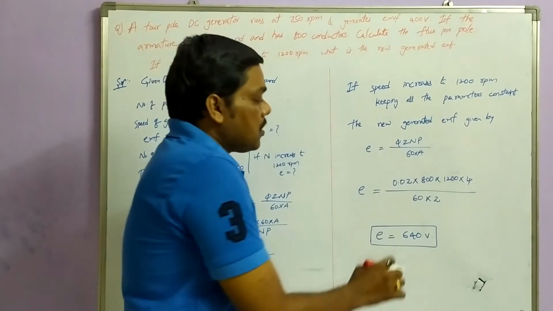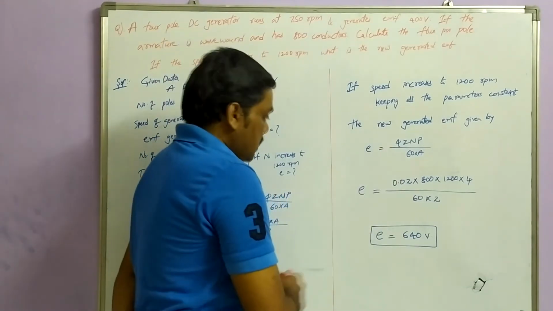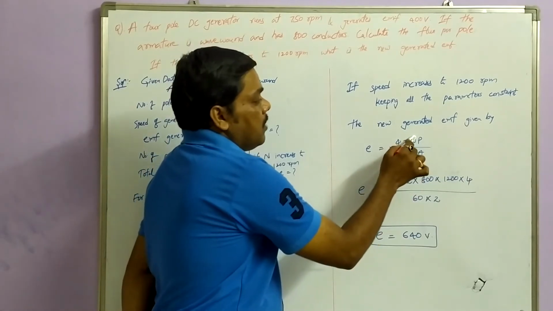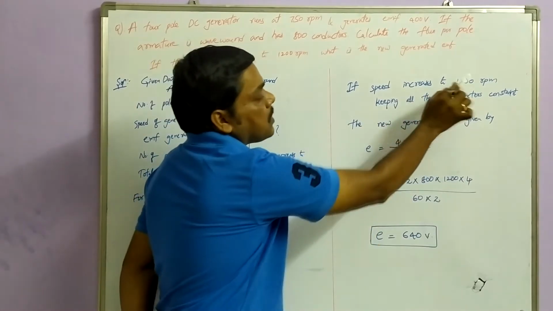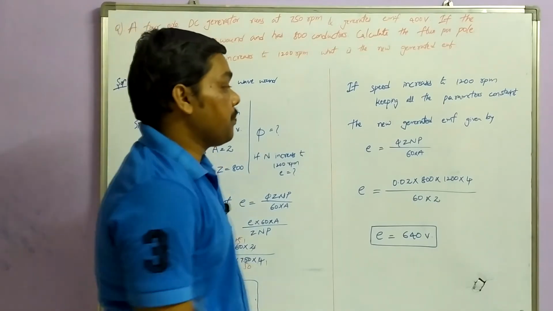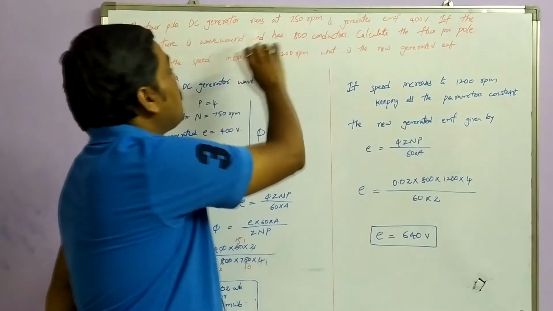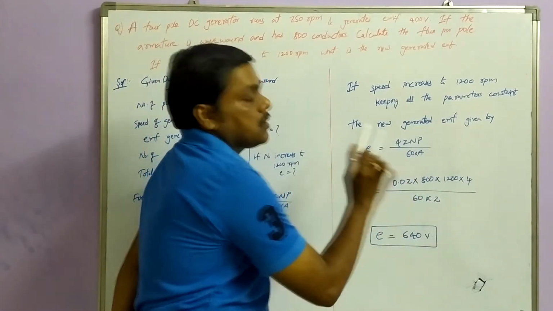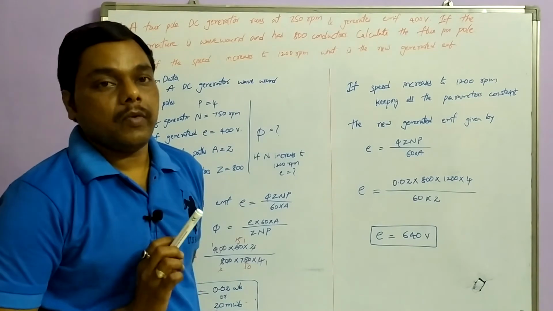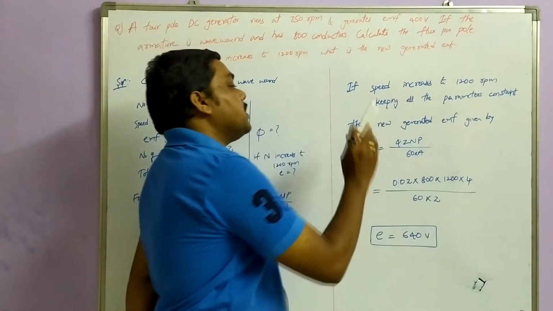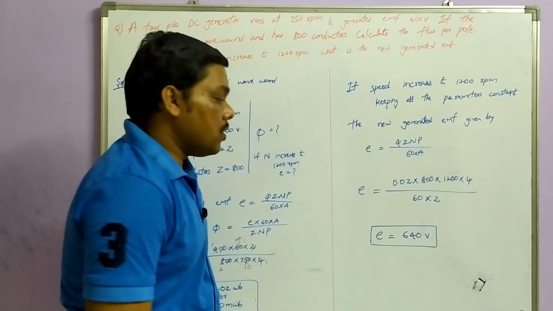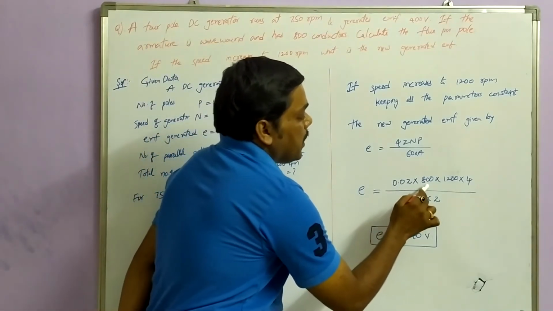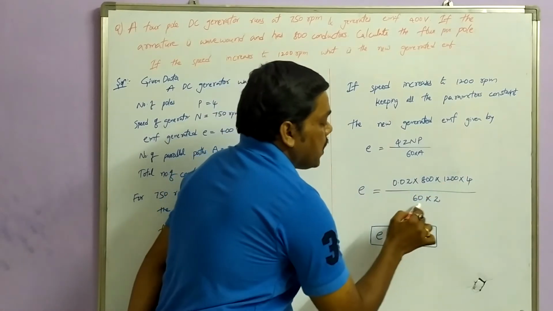Now let us check the parameters. We have calculated the flux. We have Z, the number of conductors, constant. The N value is given, and now it is increased to 1200 rpm. And what is the P value? Number of poles 4, and number of parallel paths is equal to 2, since it is a wave winding. Now substitute phi, Z, N, P and A: 0.02 into 800 into 1200 into 4 by 60 into 2.